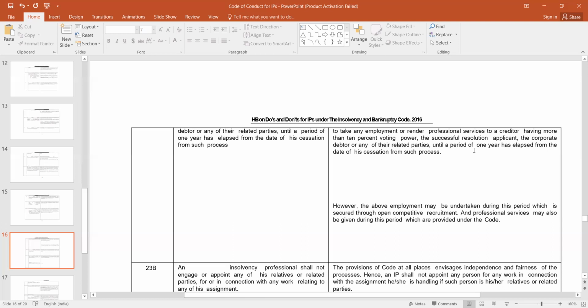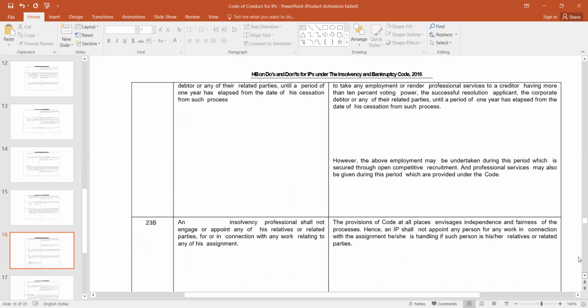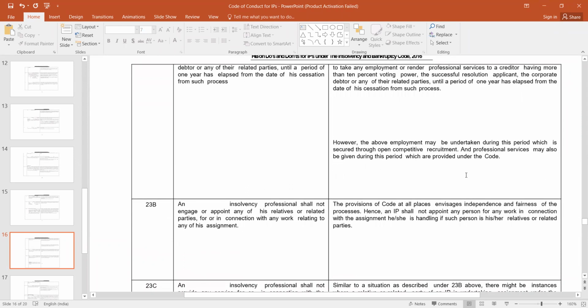But the credit extended is the abnormal sum. हाँ, अगर abnormal है तो देन यू हैव टू डिस्क्लोज, या फिर आपको एक्सेप्ट ही नहीं करना चाहिए, क्योंकि इट विल कम इन द नेचर ऑफ गिफ्ट आल्सो. However, after acceptance, it has come to this situation. However, the above employment may be undertaken during this period, which is secured through open competitive. ठीक है, तो ये भी हो गया.